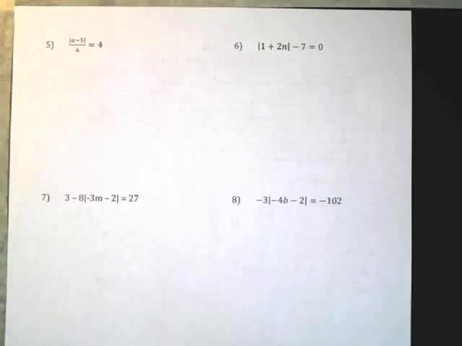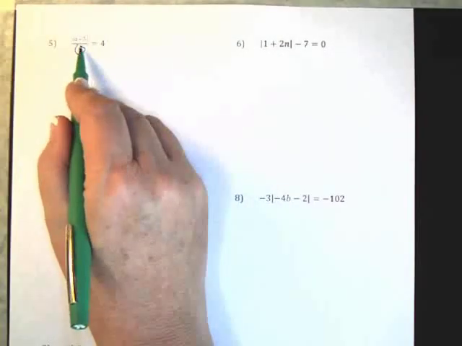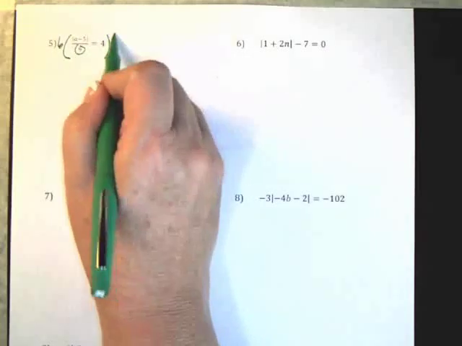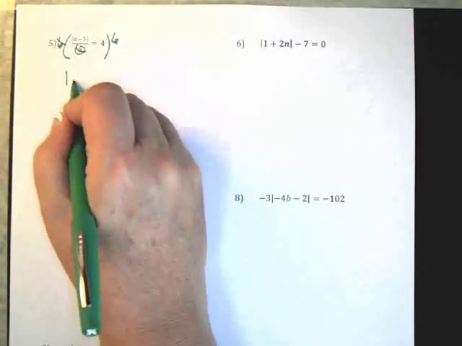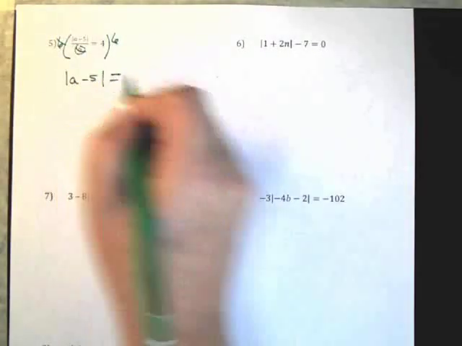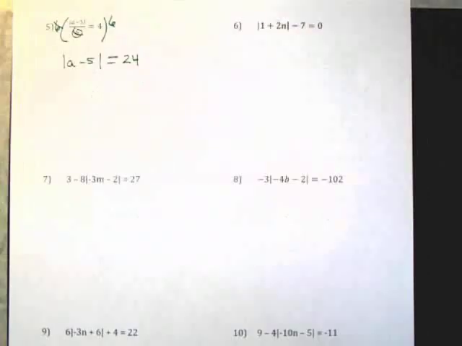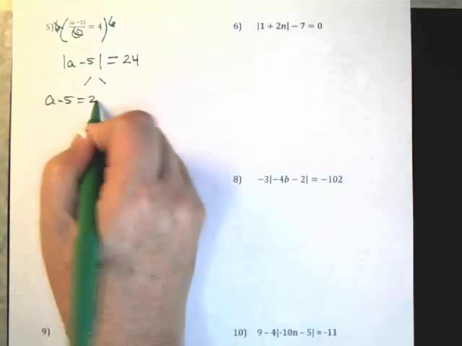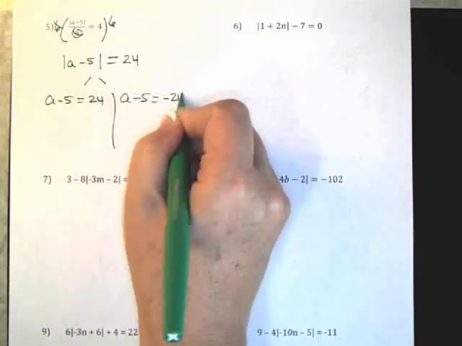Okay, flip over the page. Let's look at number 5. To get the absolute value by itself, we need to get rid of this 6. Since the 6 is divided, the opposite of division would be multiply. So let's multiply both sides of this equation by 6. So we're left with the absolute value of a subtract 5 is equal to 4 times 6, which is 24. From here we can separate this into two separate equations. A subtract 5 equals 24, and a subtract 5 equals negative 24.